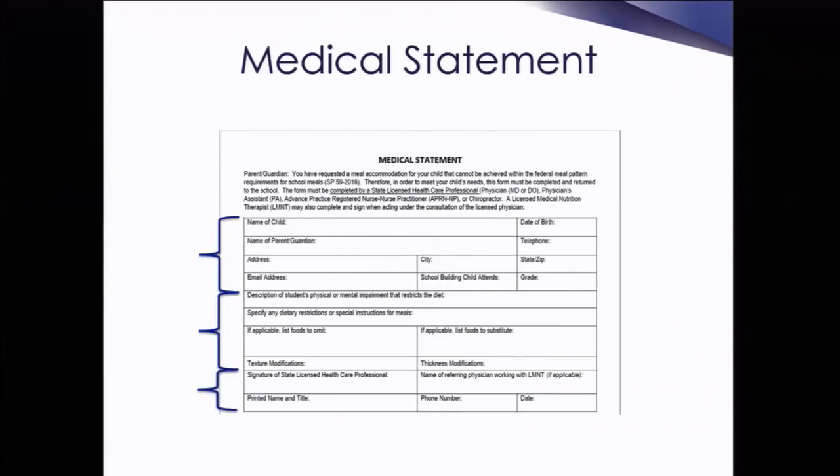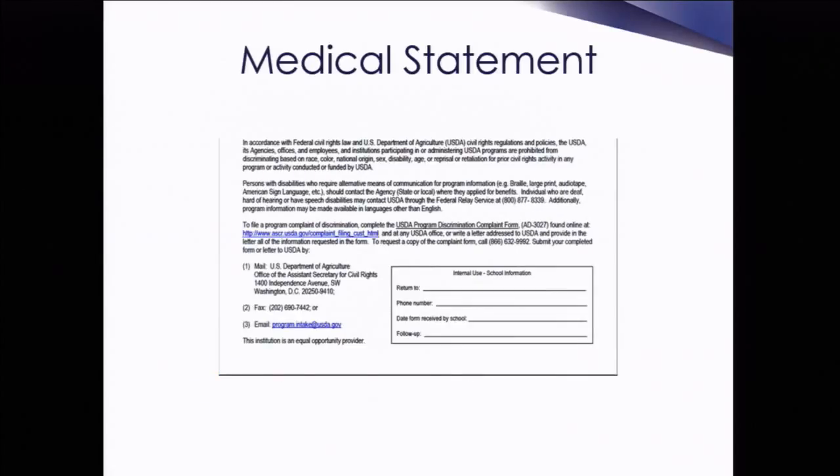On this form, there is a space for the signature of a state licensed medical professional, their printed name and title, contact information, and date the document was signed. This form may also be signed by a practicing licensed medical nutrition therapist, along with the name of the physician they are working with. Similar to the request for meal accommodation form, the civil rights statement is found on the bottom half of the document, and the school's information section can be found on the bottom right.